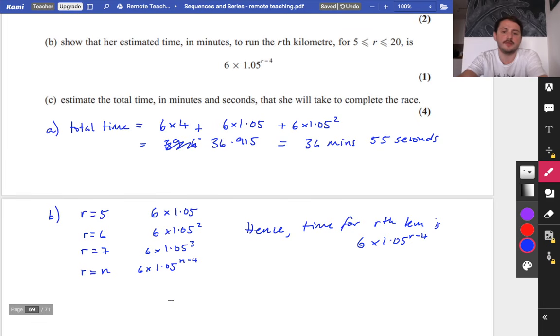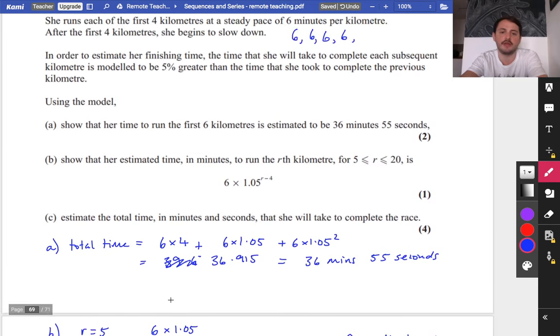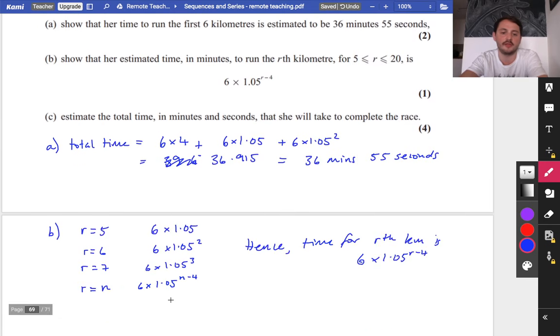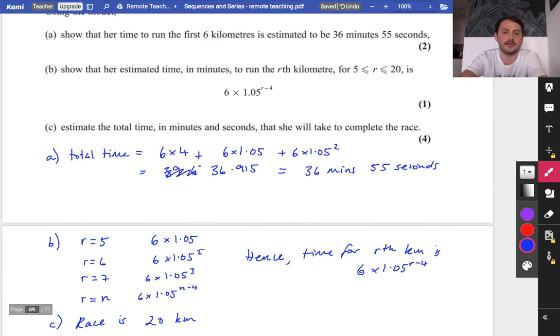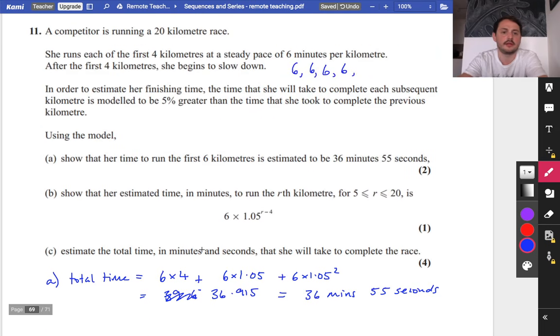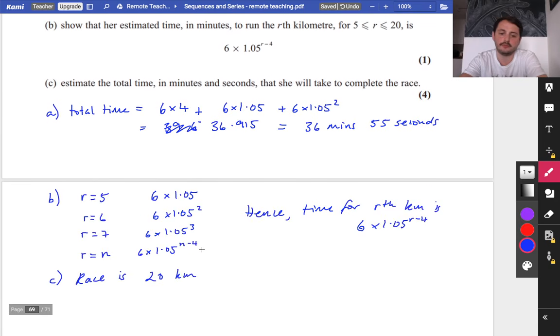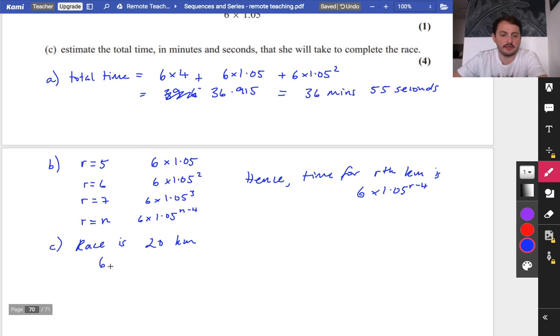So estimate the total time in minutes and seconds that she will take to complete the race. Well, how long is the race? The race is 20 kilometres. And we need to find something out about this, don't we? She runs the first 4 kilometres at a steady pace, so these are per kilometre. So we have a 6, a 6, a 6, and a 6 minutes. And then after that, they're starting to change. They're going to be 6 times 1.05, 6 times 1.05 squared, etc. So this is the first 4 kilometres.